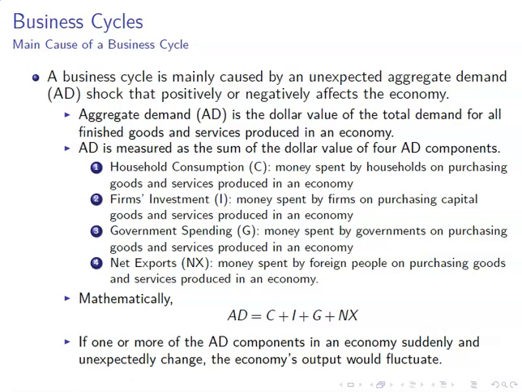Therefore, the aggregate demand in an economy is the total amount of money spent by people on purchasing goods and services produced in the economy. Alright? So let me show you the mathematical representation of this aggregate demand.